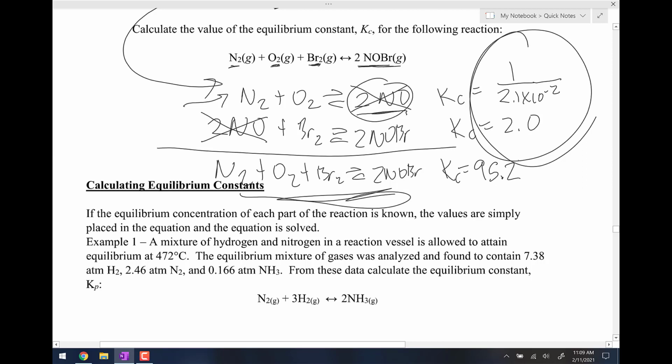So there's 3 different things you can do to chemical equations. Flip them, take the reciprocal; double them or triple them or cut them in half, raise the equilibrium constant to that power; and then when you add equations together, you multiply those equilibrium constants.